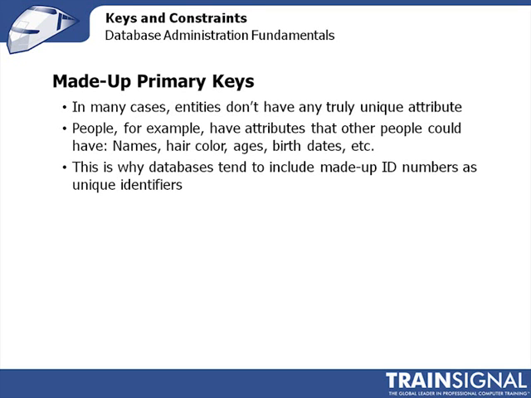In many, if not most cases, entities don't have any truly unique attribute. People, for example, have attributes that other people could have: names, hair color, ages, birth dates, and so forth. And that's why databases tend to include made-up ID numbers as unique identifiers. They're simply the only thing that you can guarantee will be unique.